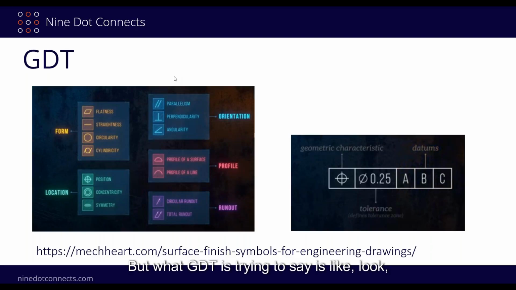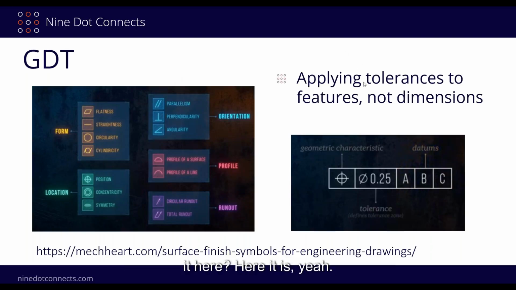But what GD&T is trying to say is, look, normally under most circumstances, we give a measurement along with a tolerance. And in the mechanical world, that's not enough. So what they're saying basically, do I have it here? Here it is. Yep, applying tolerances to features, not dimensions. So they say, okay, if you're going to provide tolerances, we have to have some context as to what we're applying it to. And there are actually 12 of these different characteristics that you can apply it to, for form or location, and these are things that you can do with these.